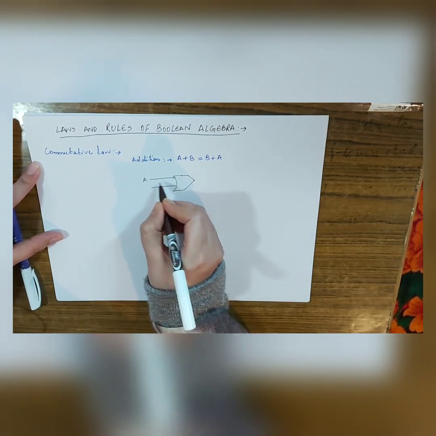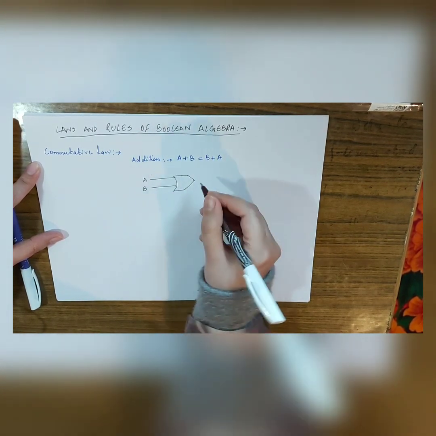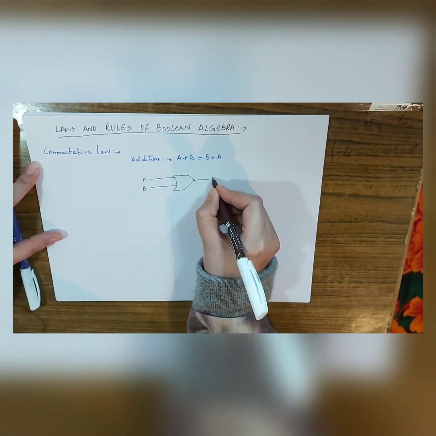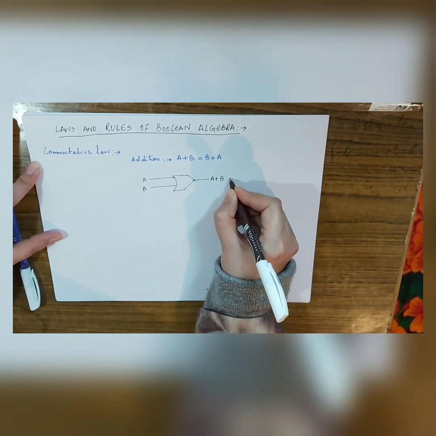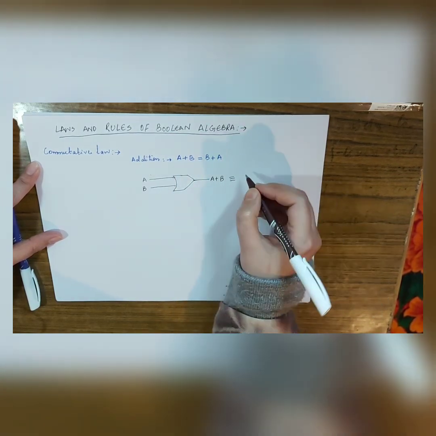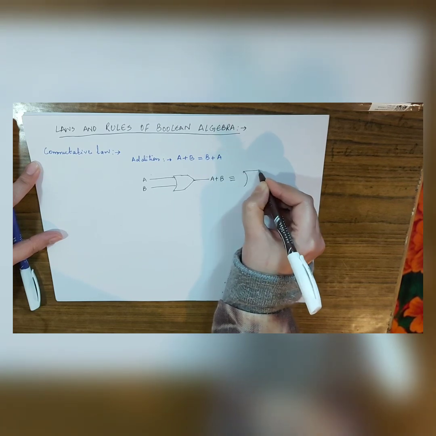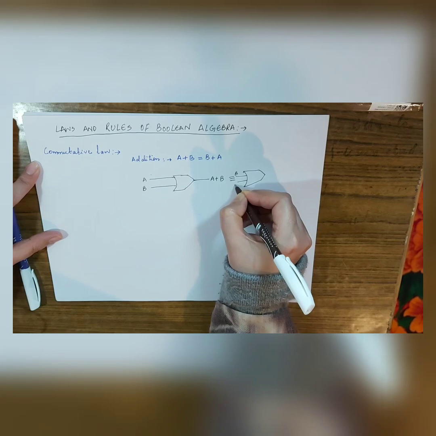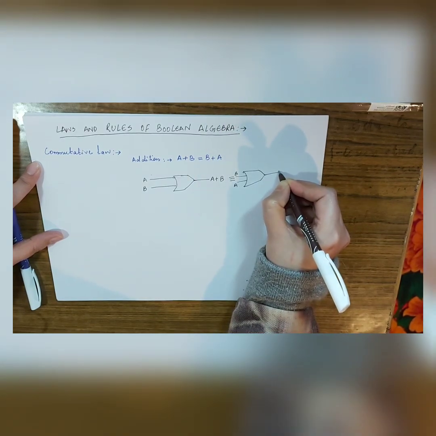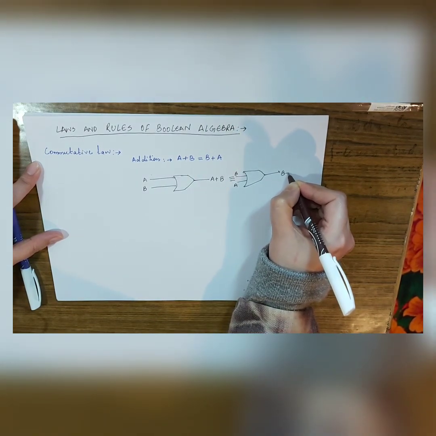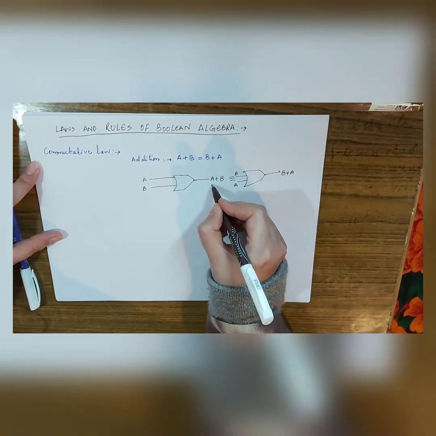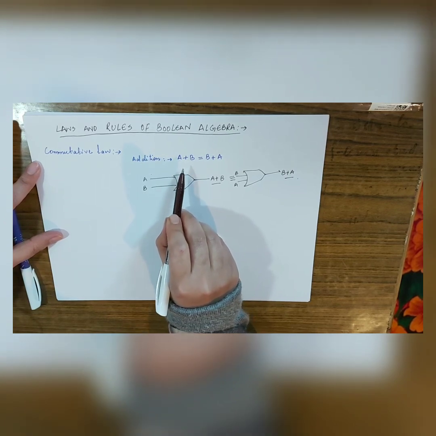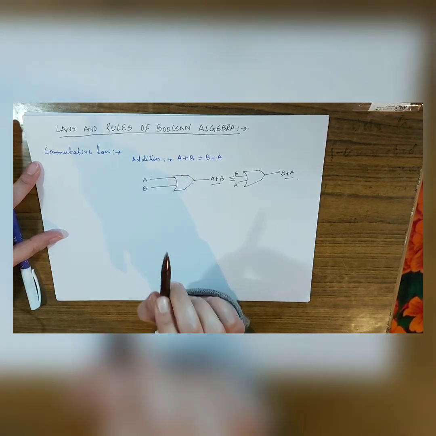The input at one terminal will be A and at another terminal will be B. That means the output will be A plus B, and this will be equivalent to B or A. So this and this will be equivalent. So it does not matter in which order the variables are ORed.